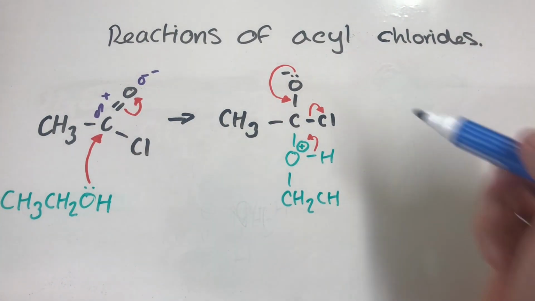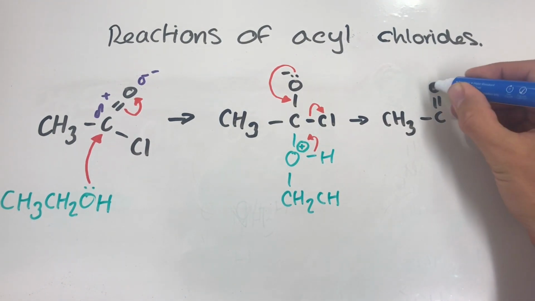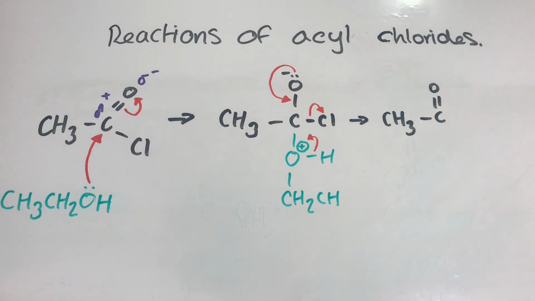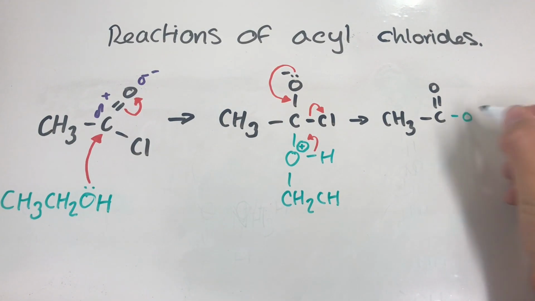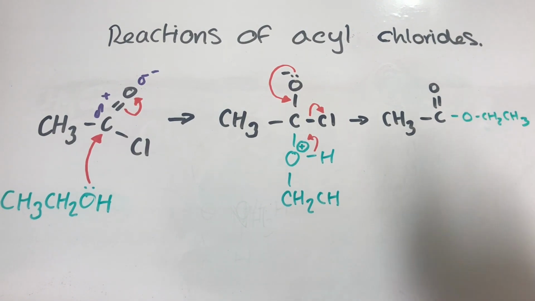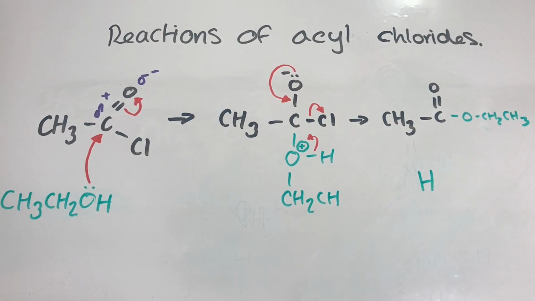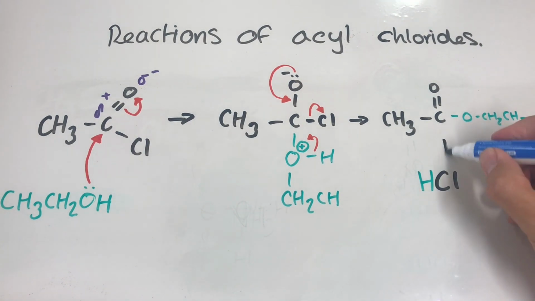And then we get our final product, which is going to be an ester. So we have CH3, C, double bonded oxygen there from the reformed bond. And then we have the ethyl group from the alcohol added here. So there's our ethyl group. And then our other product is one of the hydrogens and the chlorine have come together to make hydrogen chloride. So you get steamy fumes of hydrogen chloride from this as well. So this is how you would actually form an ester from an acyl chloride.